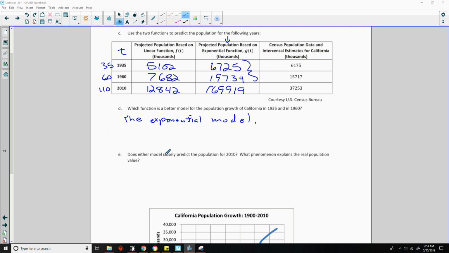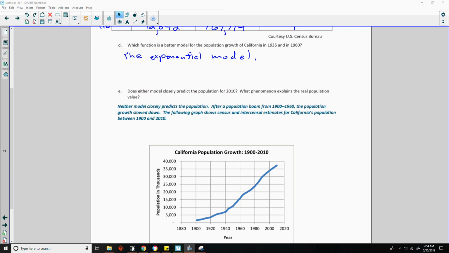Part E says, does either model closely predict the population for 2010? So the population for 2010 was 37,253,000 people, where this is 12,000, so that's like a third. And this is 169,000, which is like 4 times greater. So this is only a third, and that's 4 times greater. So I'd say neither model is a good representation when we start getting into larger values. Okay, so neither model closely predicts the population.